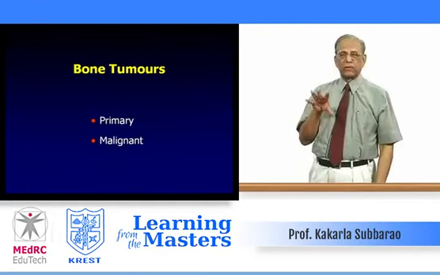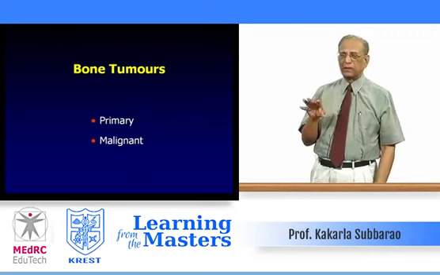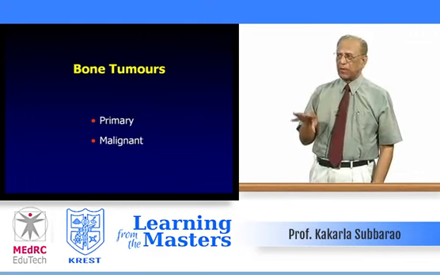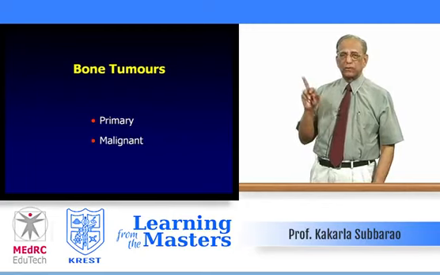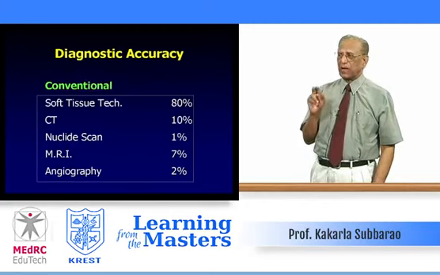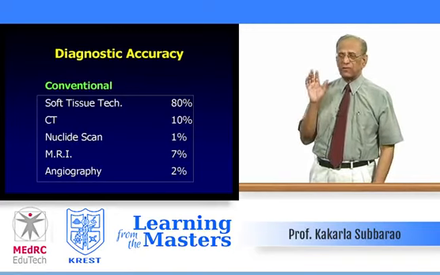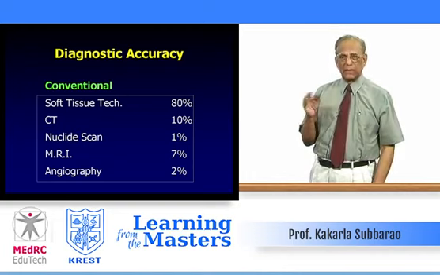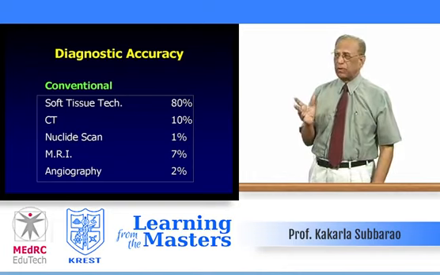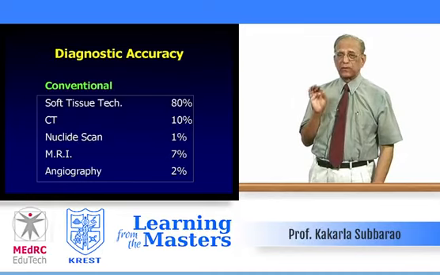Bone tumors, how do you classify? Are they primary? If there is a primary bone tumor, is it malignant? These two you have to decide. Diagnostic accuracy, if you take all the imaging modalities, conventional radiology, particularly with the soft tissue technique, AP, lateral, occasionally obliques, 80% of the time one can come to a reasonable diagnosis.